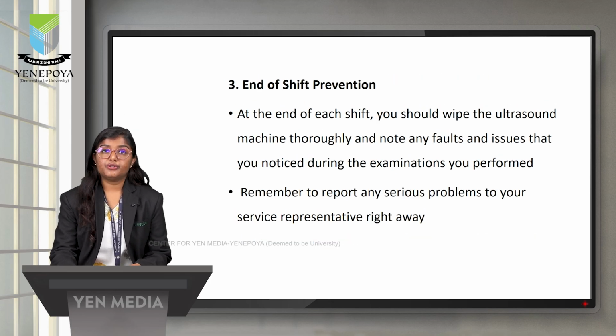Third step, end of shift prevention. At the end of each shift, we have to wipe the ultrasound machine thoroughly and note any faults and issues that you noticed during the examinations you performed. Remember to report any serious problem to your service representative right away.